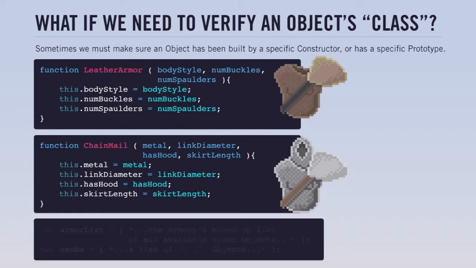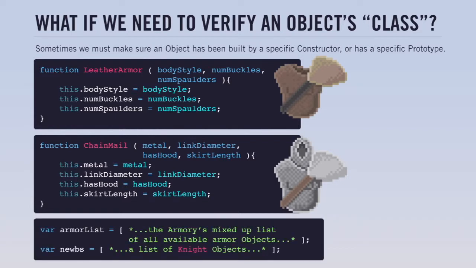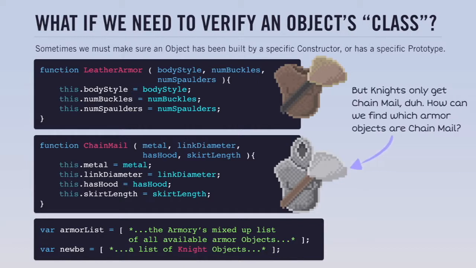Well, they're in a variable called armorList, which is a mixed up list of the kingdom's armory's available armor objects, right? And underneath that, we've got our noobs array, which is a list of knight objects, and these guys ostensibly need some armor in order to be a knight. But, well, knights only get chainmail, right? So how can we find which armor objects actually are chainmail using comparisons?